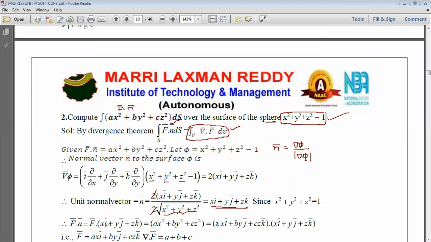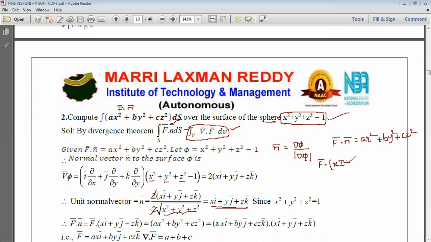Now f bar dot n bar is equal to, as we already know, what they gave in the problem: ax square plus by square plus cz square. This one they gave, and f bar dot n bar is nothing but what we already calculated.